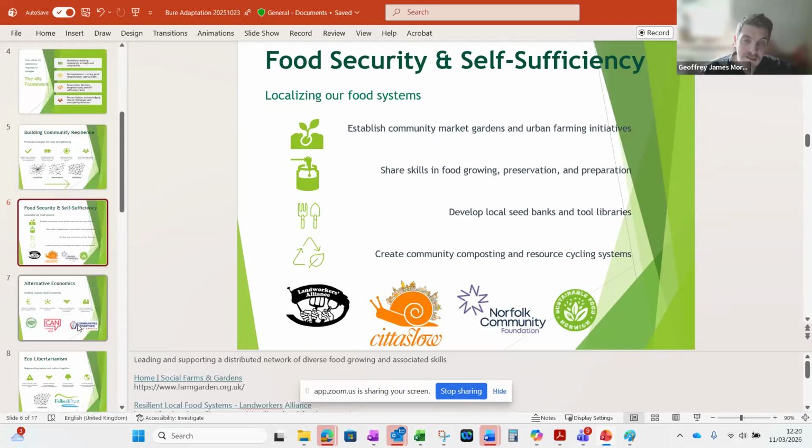So Land Workers Alliance are a group of people that you may already know that work nationally to support market gardeners, small scale horticulturalists, smallholders, small craftspeople, things like that. And they have regional hubs, and you can approach them directly and get a pretty good idea about who's doing what in your local area.